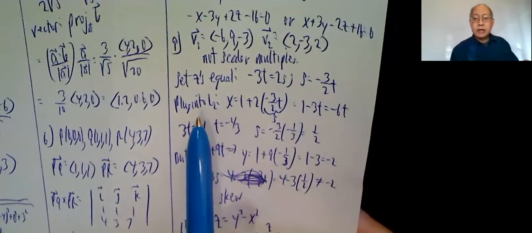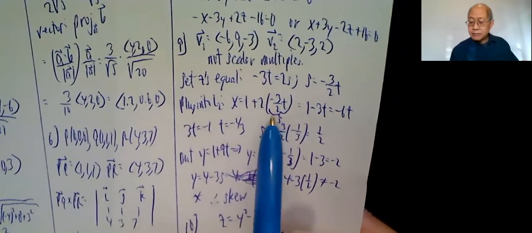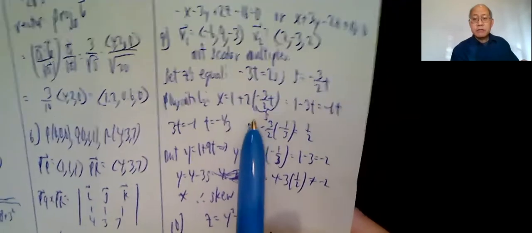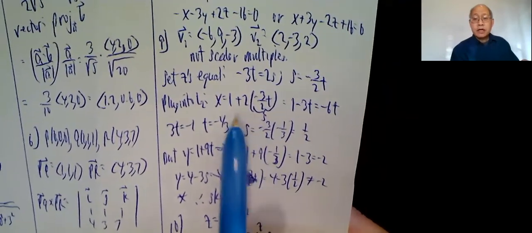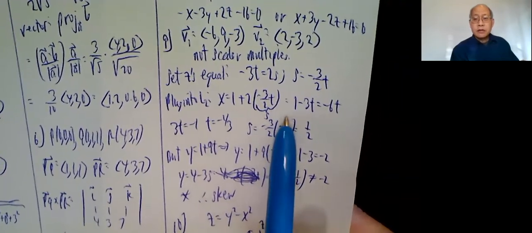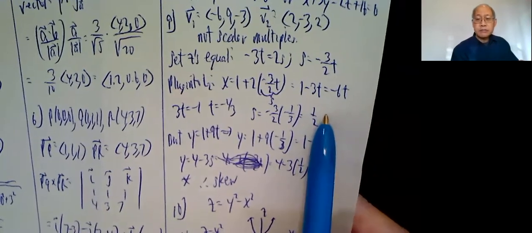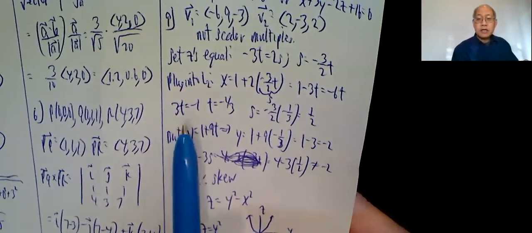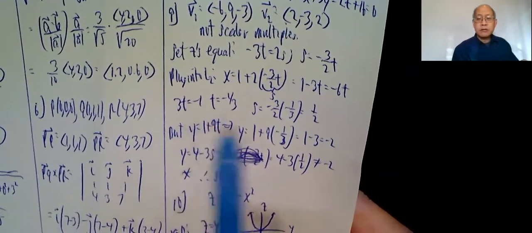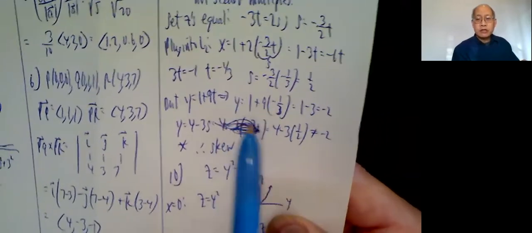Okay, then I plugged into L2's equation. x equals 1 plus 2s, but s is -3/2 t. Okay, so that gives me 1 minus 3t, and that has to equal -6t, equating the x coordinates. So that gives me 3t equals -1, t equals -1/3. Plug back in here, s is 1/2, but you get a contradiction.